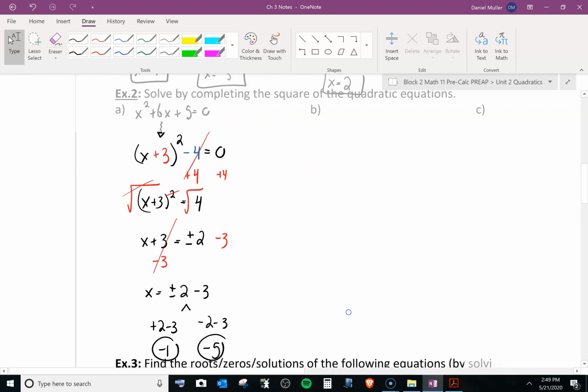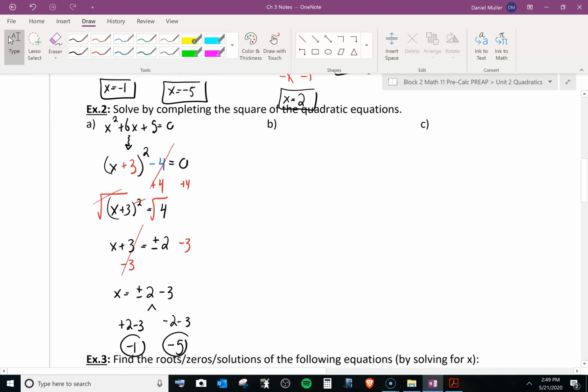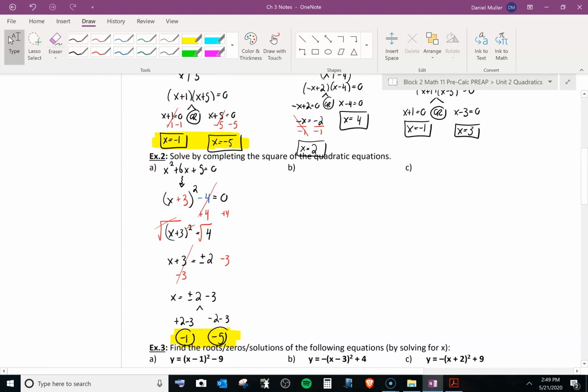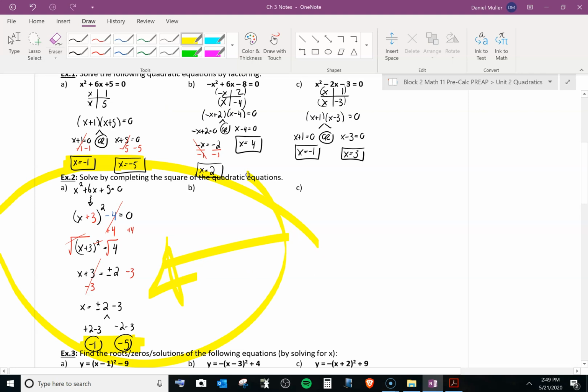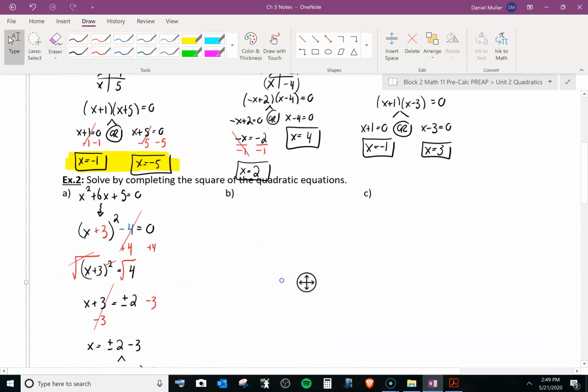Now if you take a look at these two answers, do they match the factoring way? Obviously they do. I highlighted them. So which is easier? Well, we've kind of done factoring before, so it is probably relatively quick, and this is a new method, but this method will always work, whereas sometimes you get things that are not factorable.